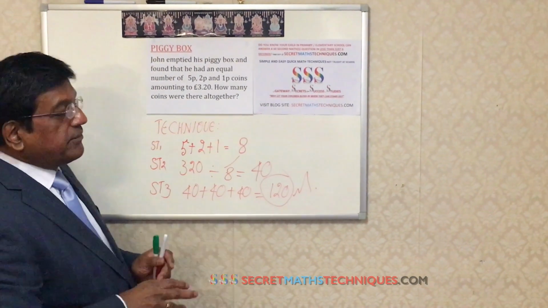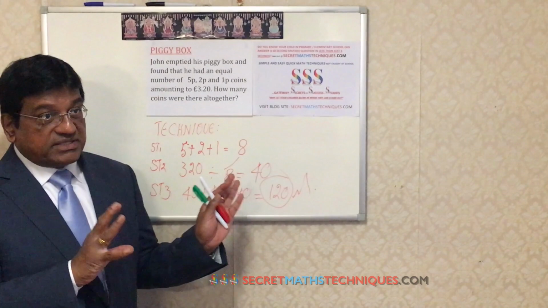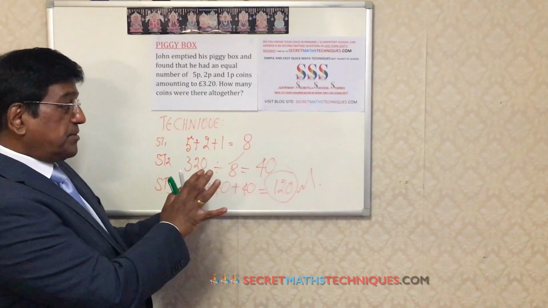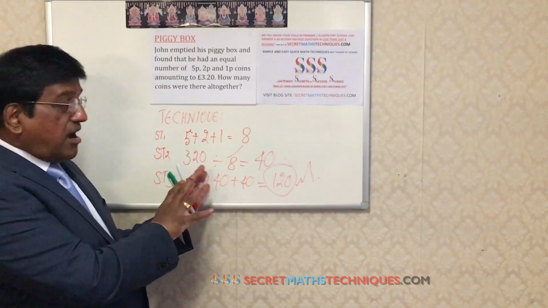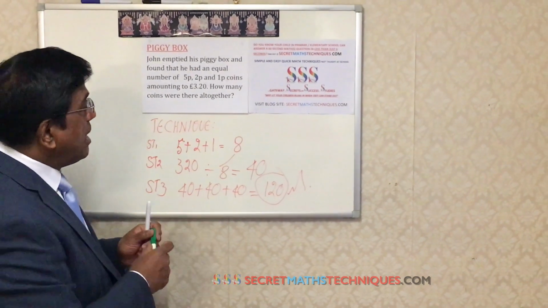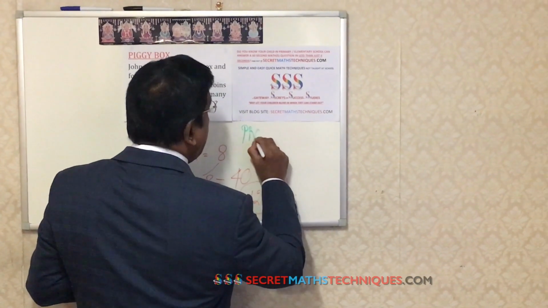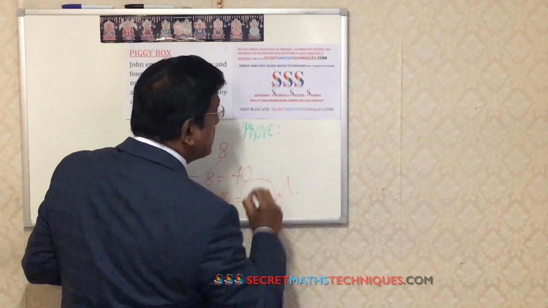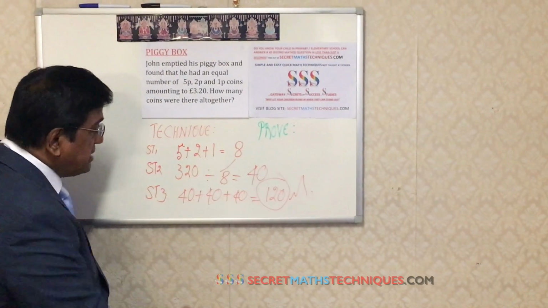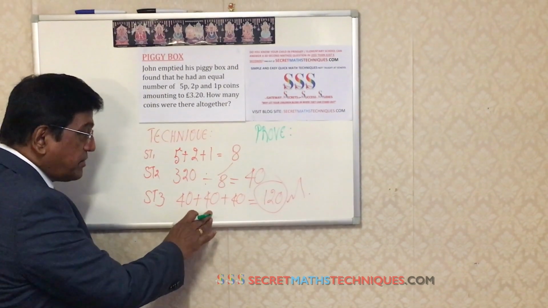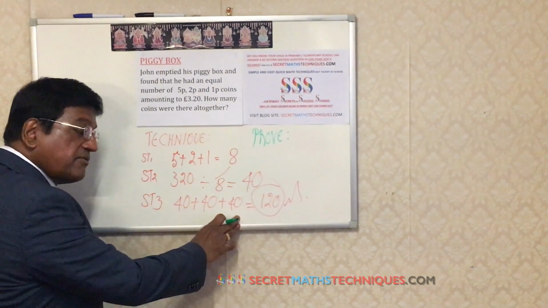Now, this is not good enough. I'm going to prove this to you, because otherwise you will think I've only got to the answer without proving it. So I'm going to do you a little bit of proof, and I'm going to write it in a different color. Proving this is very, very simple. I said 40 1p coins, 40 2p coins, 40 5p coins.